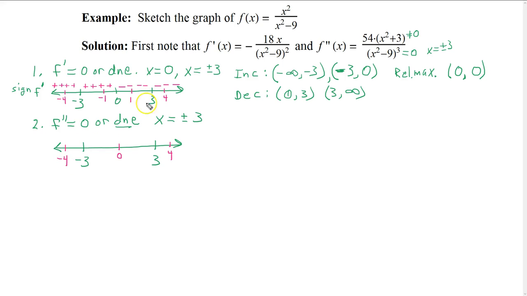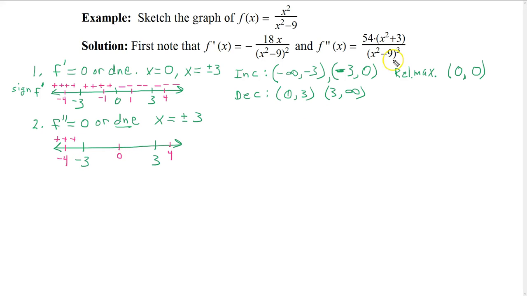Now if we put negative 4 into the second derivative, you'll notice that the numerator is always positive, right? X squared plus 3, that's always positive. So we don't need to worry about the numerator changing sign. The denominator will change sign. If we put negative 4 in for x, we will get 16 minus 9, that's a positive number, cubed, so that will be positive. And the top is always positive. So we will be concave up from negative infinity to negative 3.